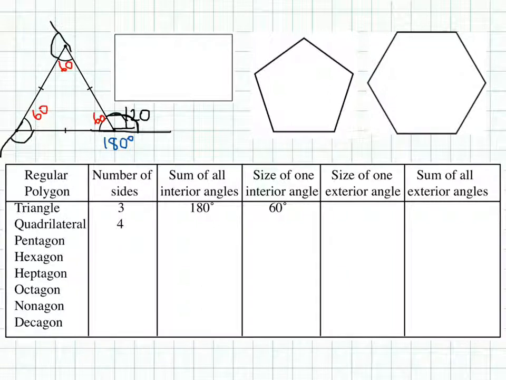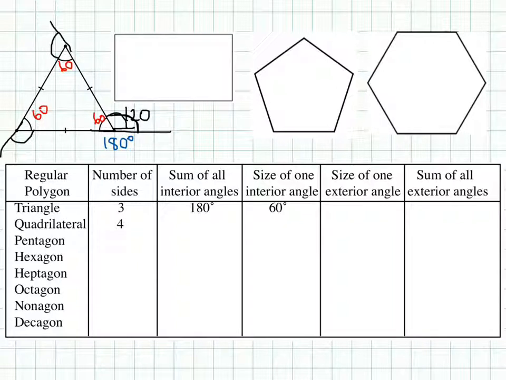So here I've got some information already. I already know it's a triangle, it's got three sides. All of the angles inside add up to 180. One of my interior angles, because I used an equilateral triangle, is going to be 60 degrees.